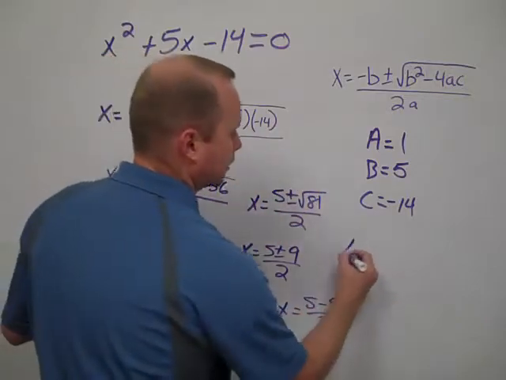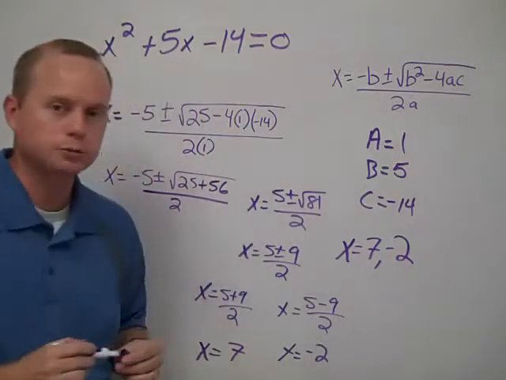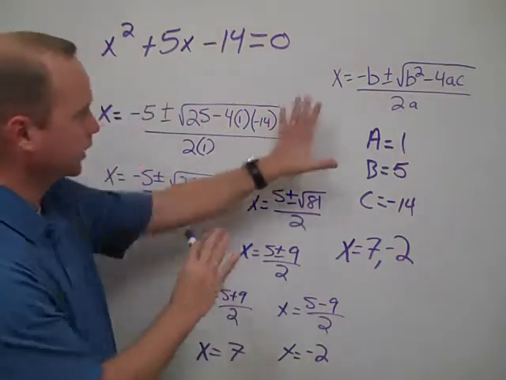So my two answers on this one: x equals 2 and negative 7. X equals both of those two. I found both answers just by plugging it into this formula.